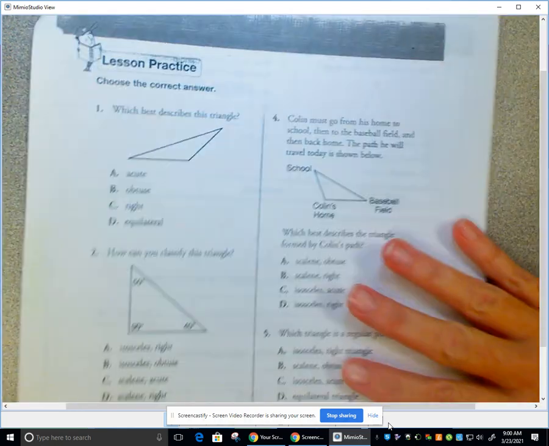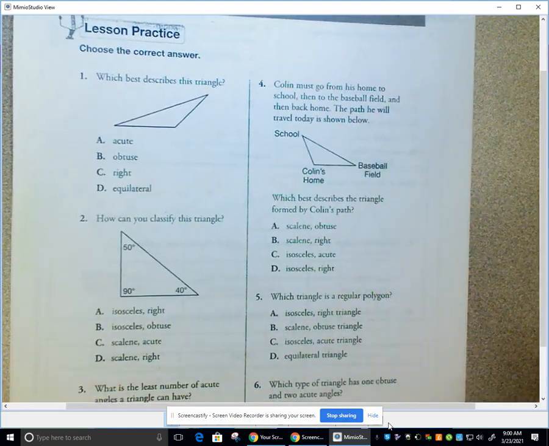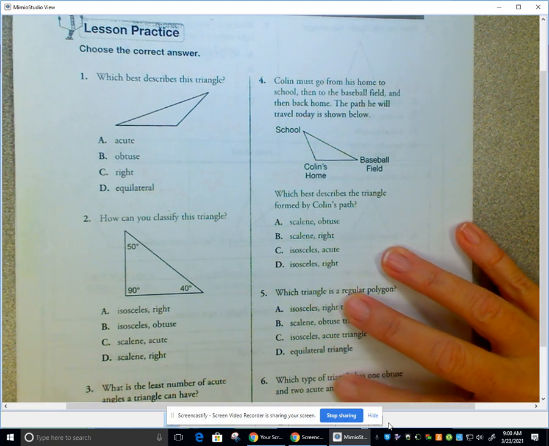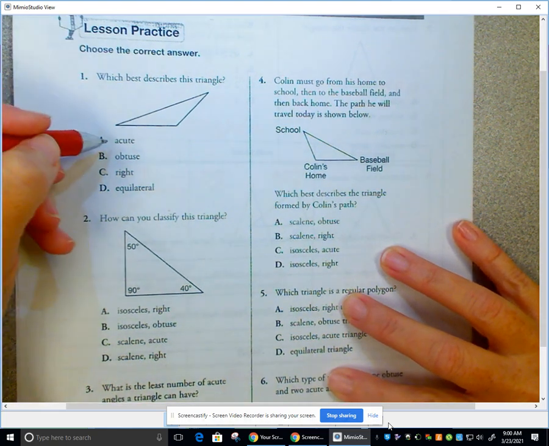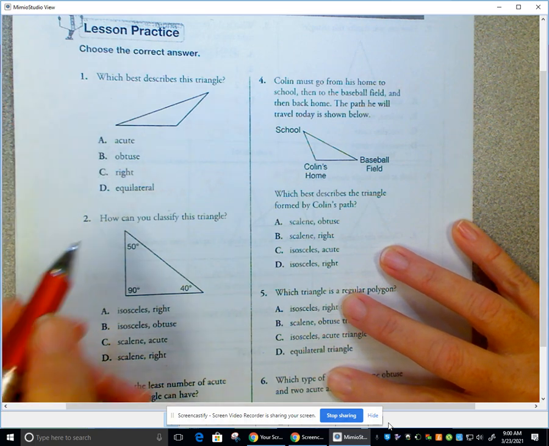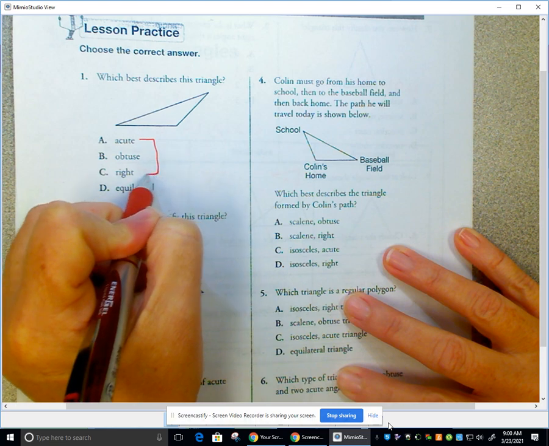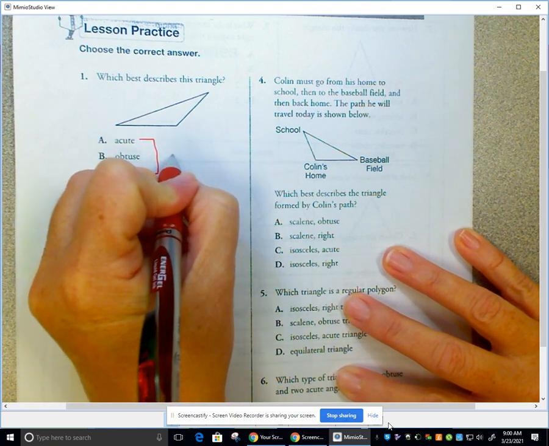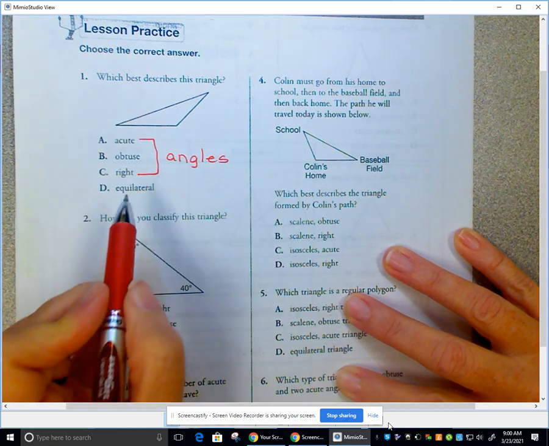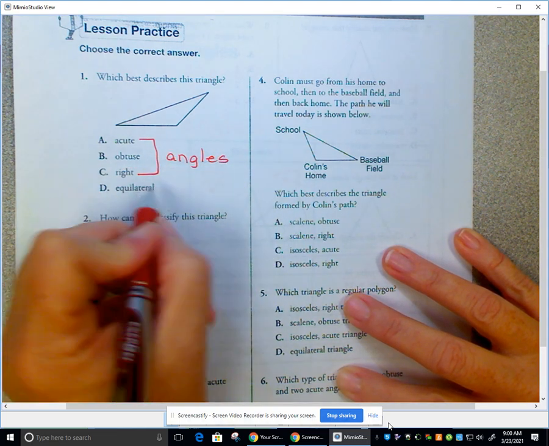All right, let's look at the next page. It says, which best describes this triangle? Now, we've got acute, obtuse, right, and then equilateral. These words right here, acute, obtuse, and right, are going to look at the angles. Equilateral will look at the sides.